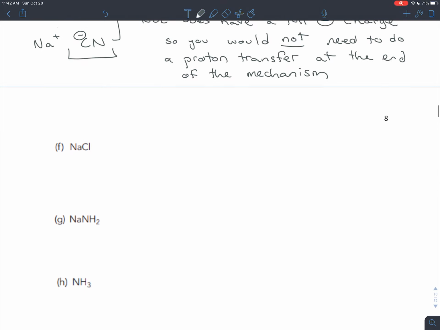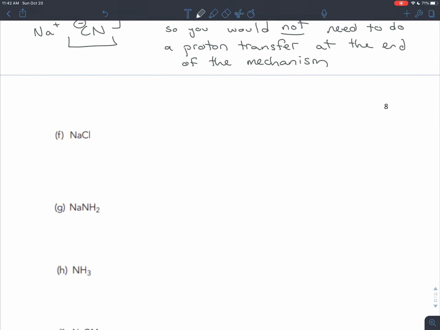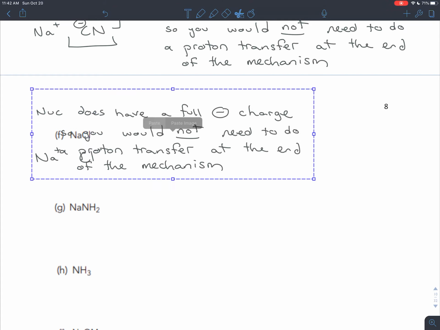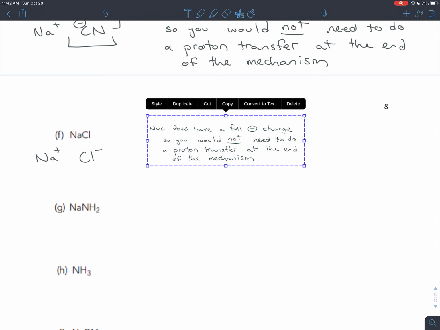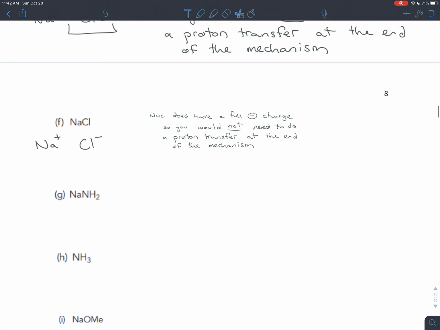Now in this next one with table salt, if you were doing an SN1 reaction with table salt, notice you have a metal and a nonmetal. This is an ionic compound. And indeed, the word salt in chemistry really is just a synonym for an ionic compound. So there are hundreds of salts because there are hundreds of ionic compounds. So here, our nucleophile is the Cl-, the Na+ just floats off in solution. And so, because the nucleophile does have a full negative charge, you would not need to do a proton transfer at the end of the mechanism.